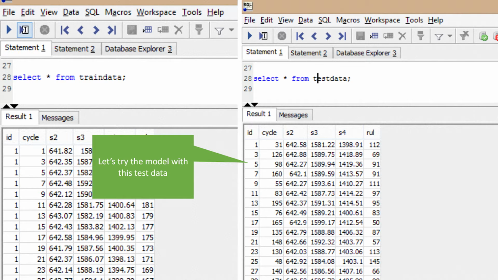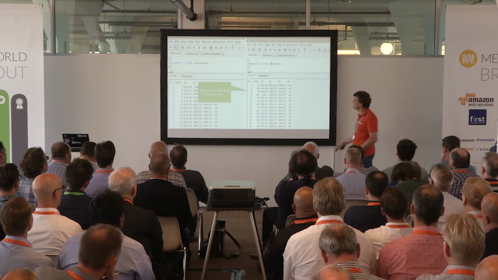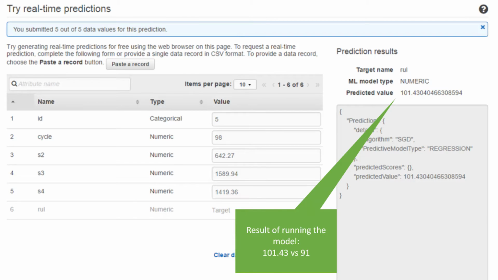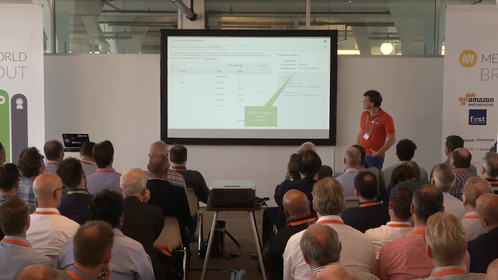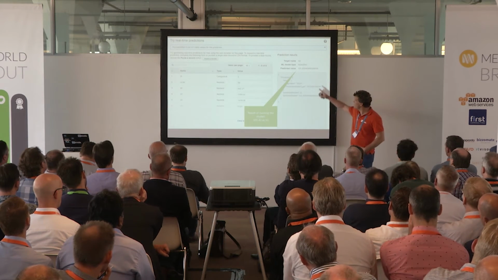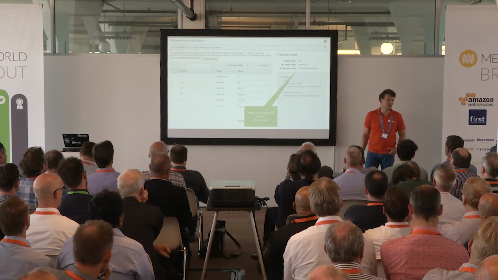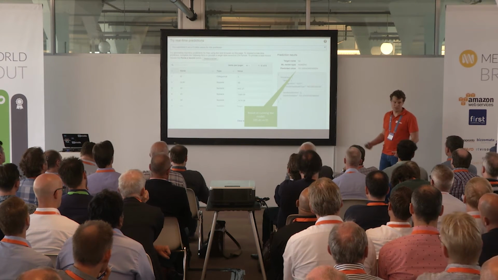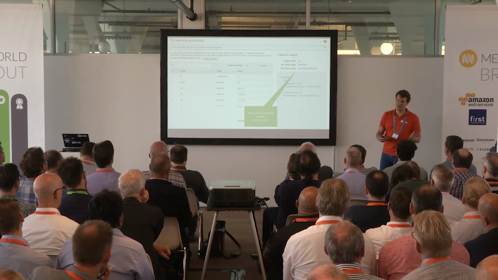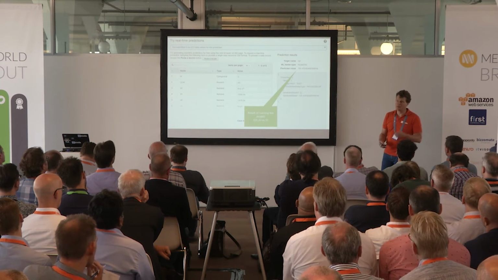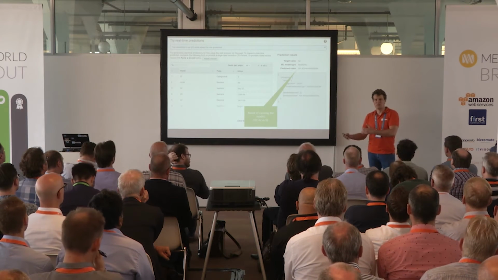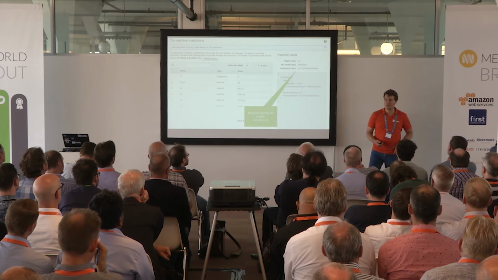Okay, let's test it. Let's input this record with ID 5, these values. They have a test form where you can enter the data. And then if you try it, you'll see that the outcome will be, in this case, 101. So it's 10 off. So that's what the machine learning can do for you. This is a linear regression. It's also very useful if you have binary classification. Is it true or false? Is it broken or not broken based on some input.